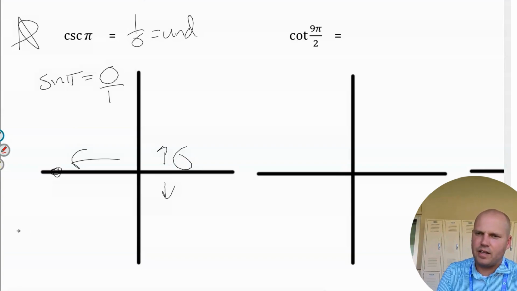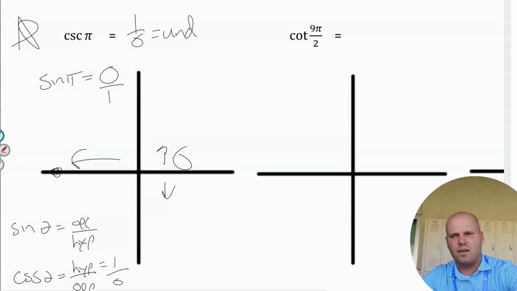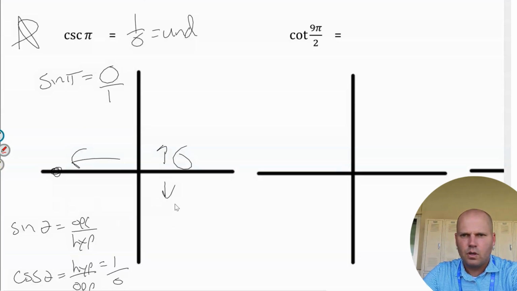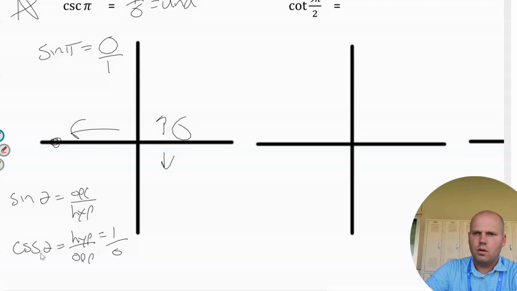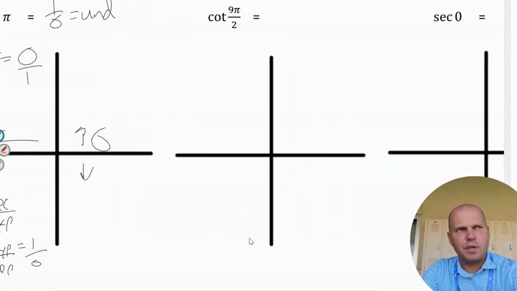Another way to think about it is sine of an angle is opposite over hypotenuse. That means the cosecant of the angle will be hypotenuse over opposite. The hypotenuse is always 1. The opposite is 0. That's how it works out. That's why the cosecant of pi works out that way. A lot of people think if you flip 0, you get 0, but it's not true. If you flip 0, it becomes undefined.